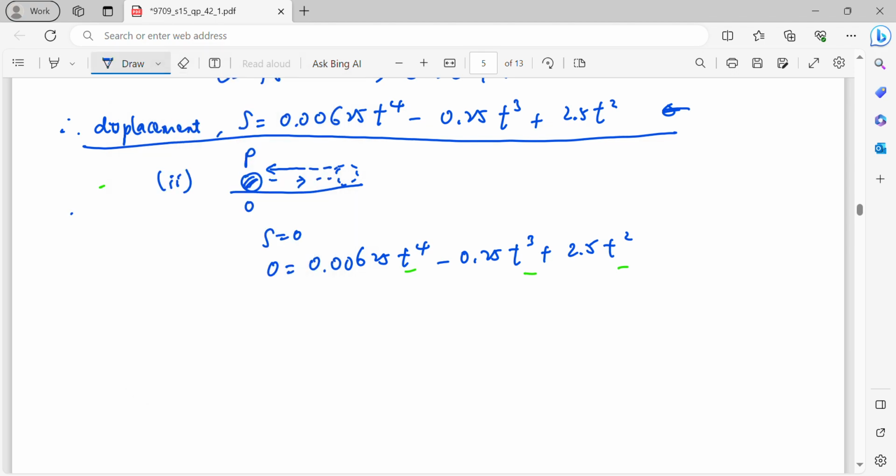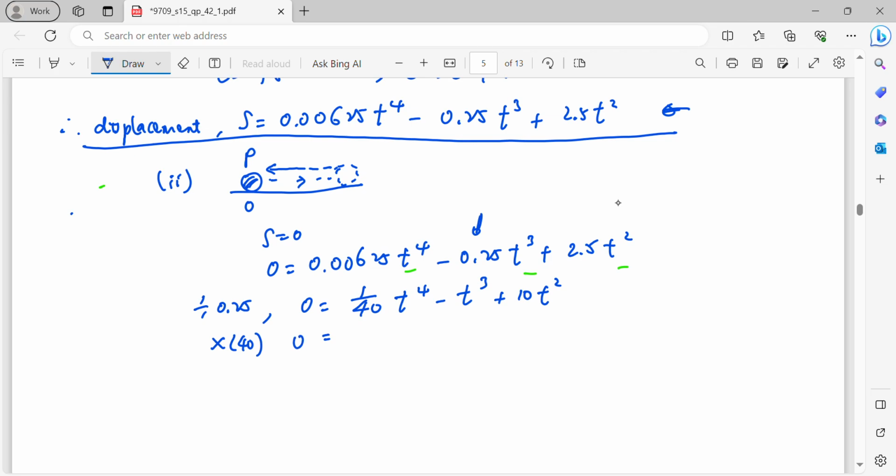Okay, so we factorize the t squared, and at the same time, here I can just divide the whole equation by 0.25. Okay, so divide by 0.25, and then I will simplify first before I factorize the t squared. Okay, so here is going to be 1 over 40 t to the power of 4 minus t cubed plus 10 t squared. Then I will factorize the t squared, and at the same time I times 40.